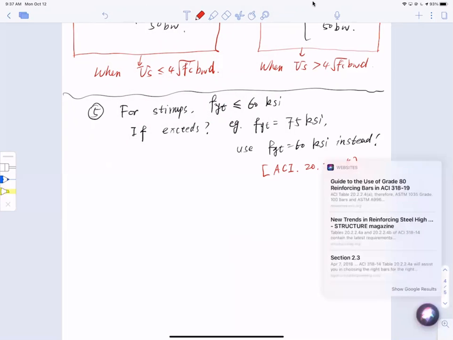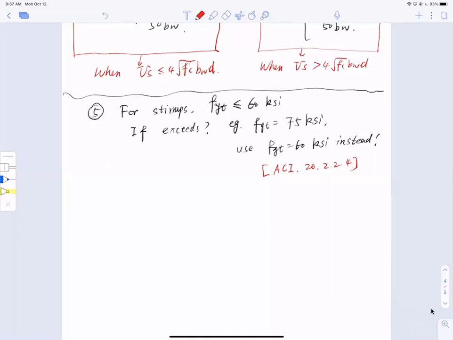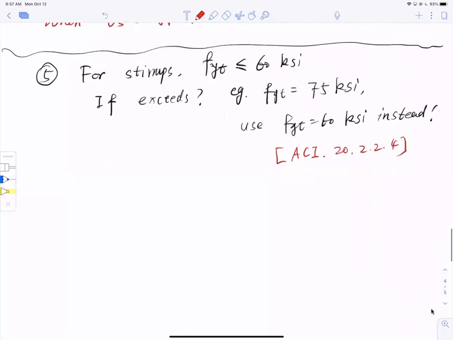So don't forget. Oh, my Siri is going crazy. But anyway, let me just cross it out. How do I do that? Yeah, sure, I know you're here. I don't need you right now. So this is the stirrups.